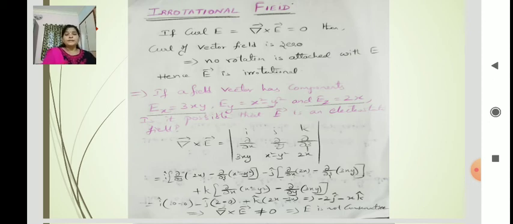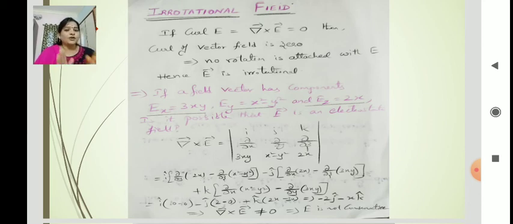Now you can better understand this conservative nature of the electric field by means of this problem. If a field vector has components Ex is equal to 3xy, Ey is equal to x square minus y square, and Ez is equal to 2x, is it possible that E is an electrostatic field? Can you say that the electric field E is conservative? Is it possible to say that this field is an electrostatic field?